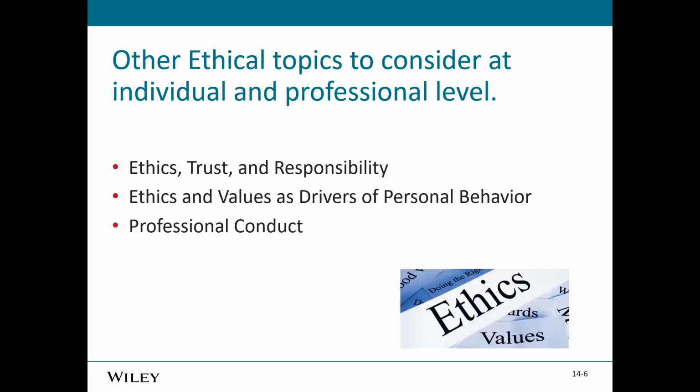So some other things to think about when we're thinking about ethics at the individual or professional level. Ethics, trust, and responsibility. It's impossible to provide a blueprint for every situation with our laws and rules and expectations. We can't just outline every single thing. Because we can't outline that, as a civilized society we have to trust that we have these values and that everyone is going to do the right thing.